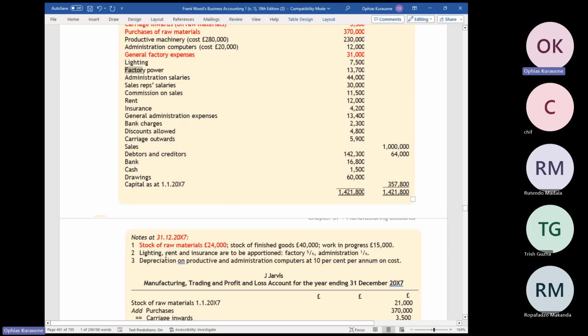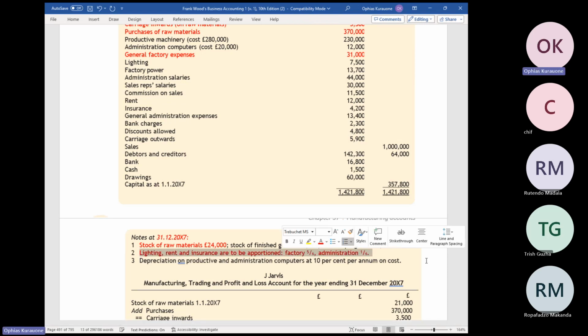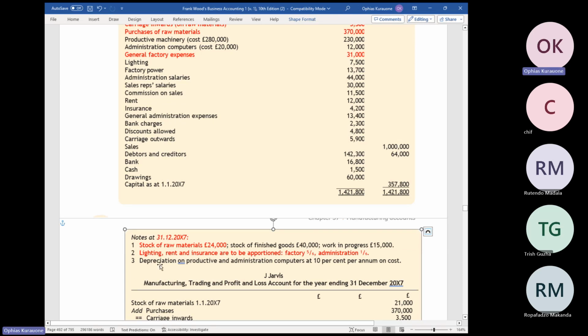But here they are saying lighting, rent, insurance are to be apportioned: factory 5/6, administration 1/6. So because of this clause, what do we mean? We are now saying for lighting, rent, insurance, factory will get 5/6, which means that for lighting, the factory is going to have 5/6 of 7,500. For rent, the same thing, 5/6 of 12,000. Then for insurance, 5/6 of 4,200. That is what we are supposed to do. Then administration will get what?